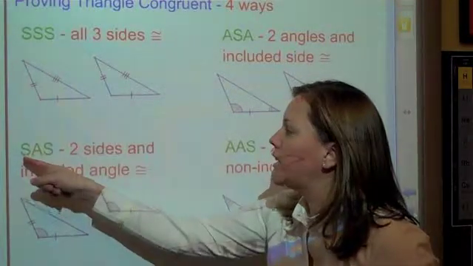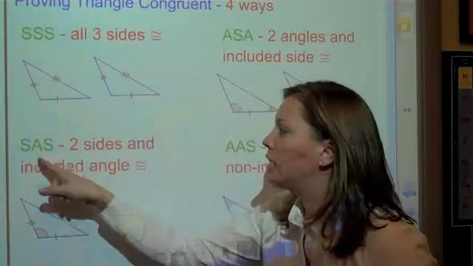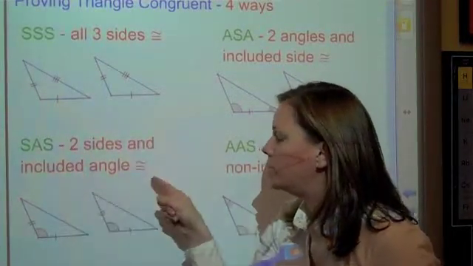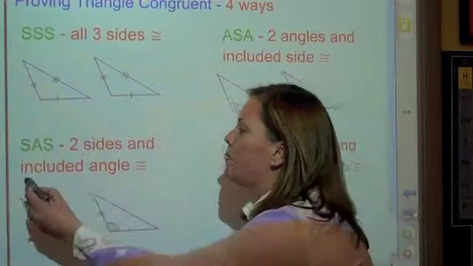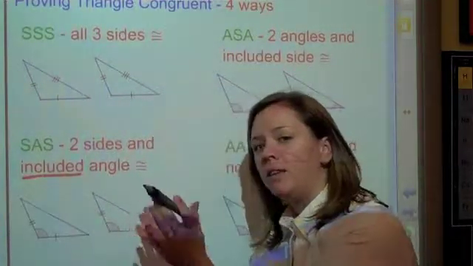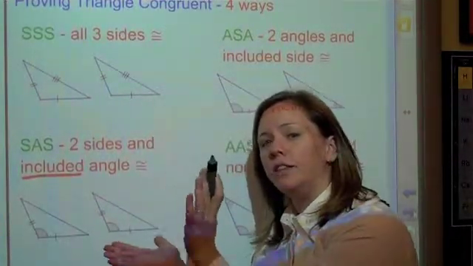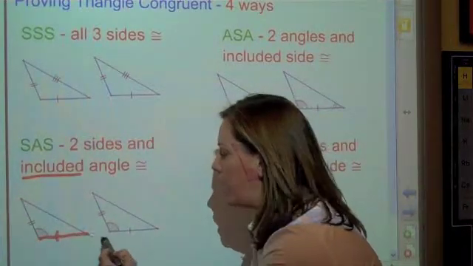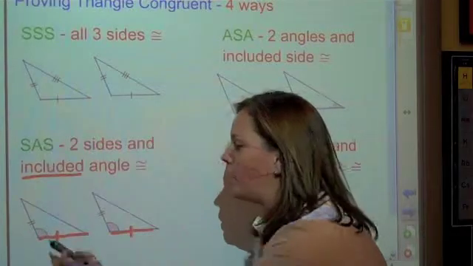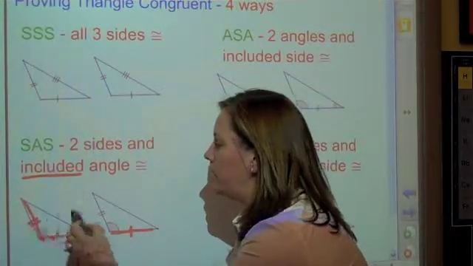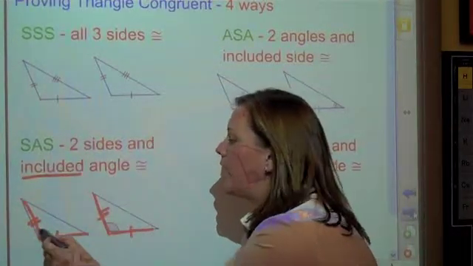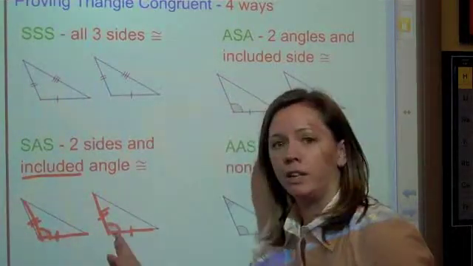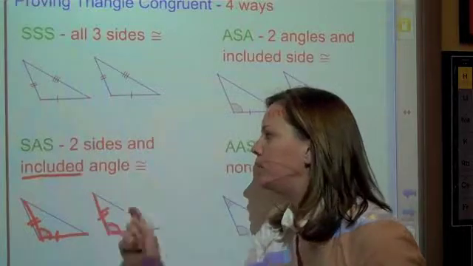The second one is SAS, or side angle side, and that's when you have 2 sides and the included angle that's congruent. What I mean by included angle is the angle that the 2 congruent sides form. So if you look at this triangle down here, we know this side is congruent to that side. We know this side is congruent to this side, and the angle that those 2 sides make is congruent in the first triangle and the second triangle. So that's side, angle, side.